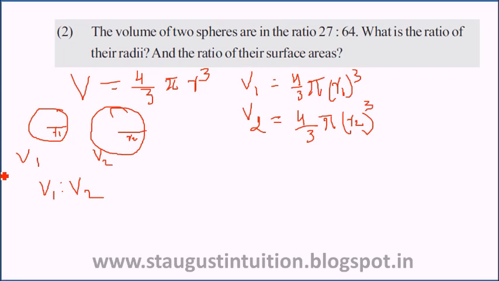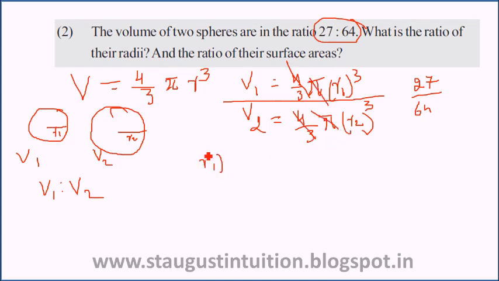We have the volume ratio of 27:64. Okay, clear. Then we have the ratio 27:64. We have 4/3 pi R1 whole cube to 4/3 pi R2 whole cube is equal to 27:64.